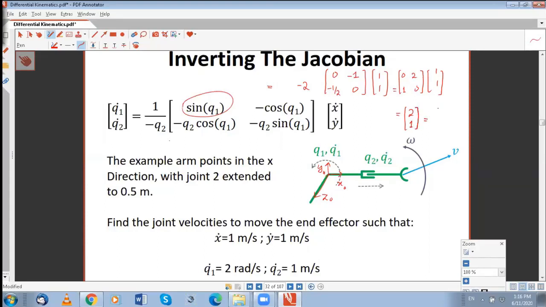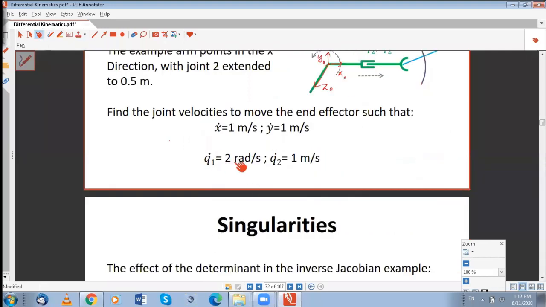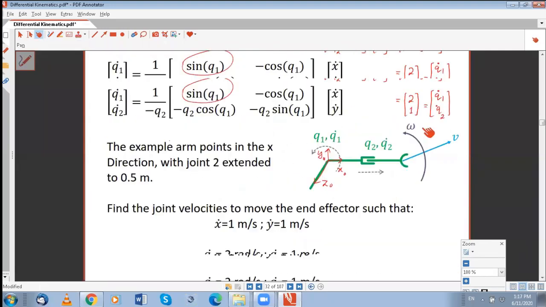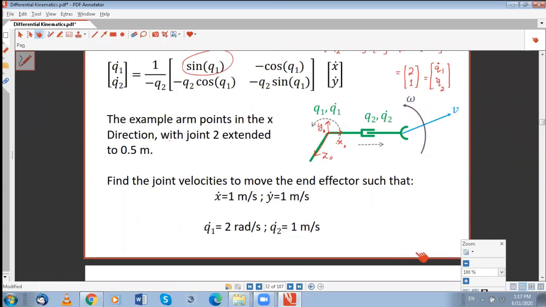ये किस चीज़ की वैल्यूज हैं? ये Q1 डॉट की और Q2 डॉट की. यूनिट्स क्या है? ऊपर वाला रेडियंस पर सेकंड और नीचे वाला मीटर पर सेकंड. So Q1 डॉट is 2 radians per second, Q2 डॉट is 1 meter per second.